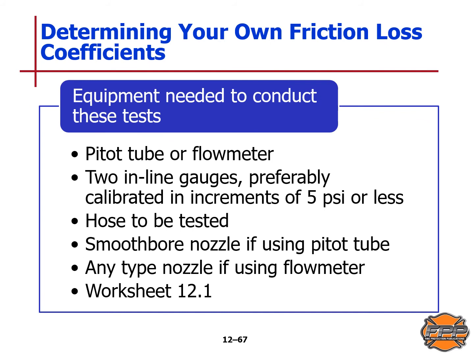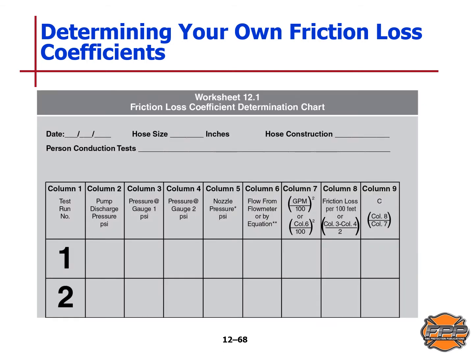Equipment needed to conduct these tests: you need a pitot tube or flow meter, two inline gauges, preferably calibrated in increments of 5 psi or less, hose to be tested, a smoothbore nozzle if using a pitot tube, any type of nozzle if using a flow meter, and Worksheet 12.1. You can see across the columns you have test run 1, pump discharge pressure in psi, pressure gauge 1 in psi, etc., and flow from the flow meter by equation. All of these things are constructive and vital to a proper test, and so this worksheet will be used every single time.